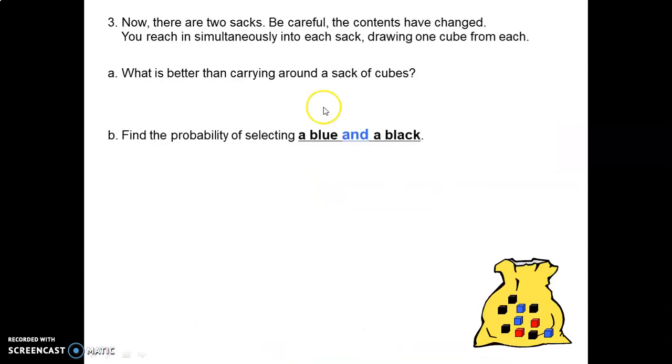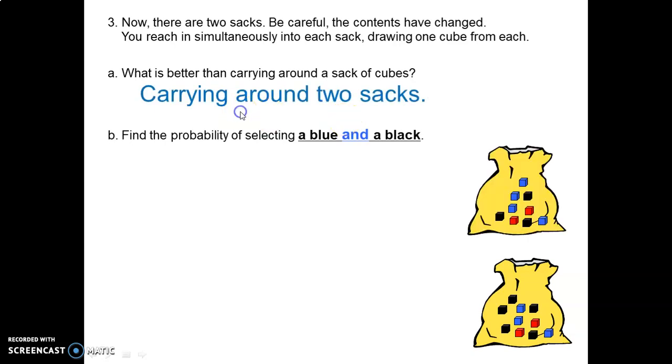So let's look at this question now. It's changed a little bit. Now there are two sacks. Be careful, the contents have changed. You reach in simultaneously into each sack, drawing one cube. What is better than carrying around a sack of cubes? Well, obviously it is carrying around two sacks of cubes. So here are our two sacks, and we have to find the probability of selecting a blue and a black.